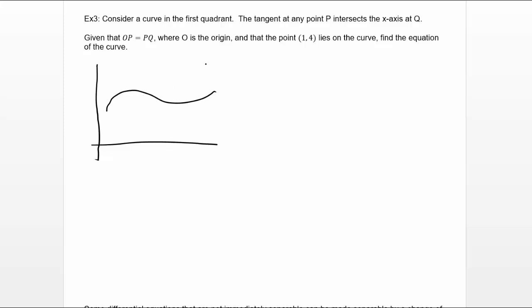But I do know there's a point P somewhere on this curve. Maybe P is here. I do know the tangent of this curve that goes through P intersects the x-axis at a point called Q. So I'm going to draw a tangent line here. I do know this point is Q. The origin is O.